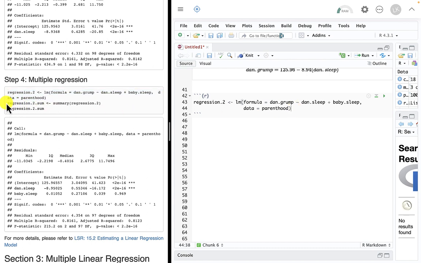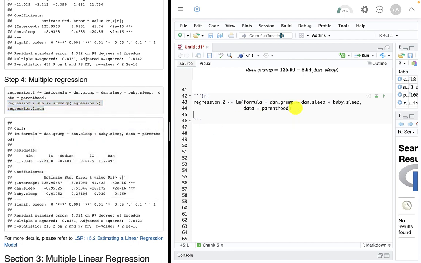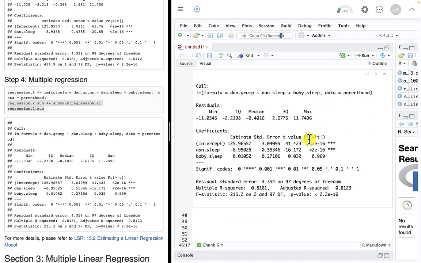The final thing we're going to do is summarize that model, and I'm actually going to keep a copy of the summary, because all that stuff that the summary function spits out can actually be saved in an object and then printed out. So let's go ahead and do that. And boom, we start to see almost the exact same stuff that we saw before. The only thing is we've got another line here. So let's have a look at what's going on here.